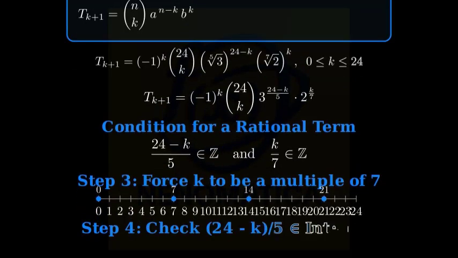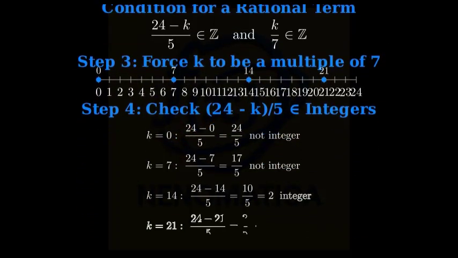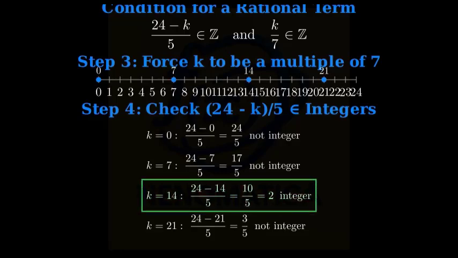Next, we require that 24 minus k over 5 is an integer. We can test the 4 candidates. k equals 0: 24 over 5 is not an integer. k equals 7: 17 over 5 is not an integer. k equals 14: 10 over 5 equals 2, an integer. k equals 21: 3 over 5 is not an integer. So only k equals 14 works.